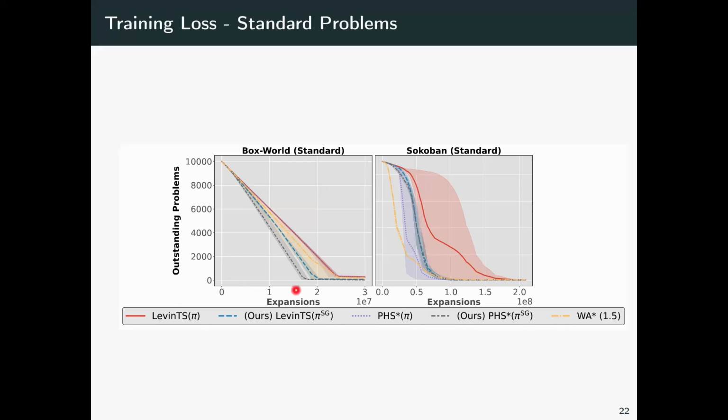During this online training bootstrap process, we're tracking how many total node expansions we have incurred, so what's our total loss in aggregate over the entire process. And then we're tracking how many problems I have left in my training set that I haven't yet solved. The bootstrap training process is done when you can solve all of the problems in your training set. The methods that we're looking at are Levin tree search and PHS. We have R2 variants, which use our own policy formulation. And then we're also including WA star, which is a common comparison method in these problems.